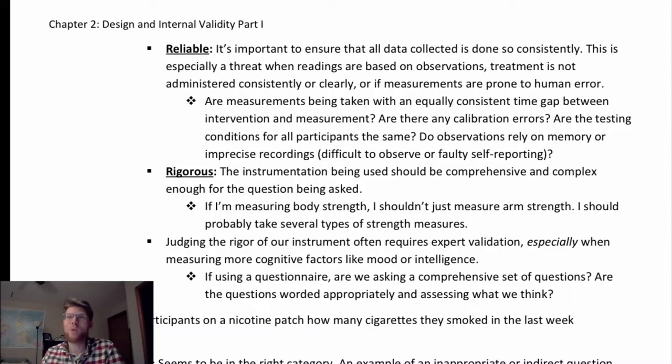But we do want to be aware of this when we evaluate a study, as it is worth considering as a possible validity threat, a possible weakness that plays into how we understand the results of the study.